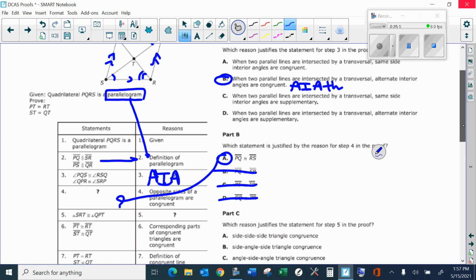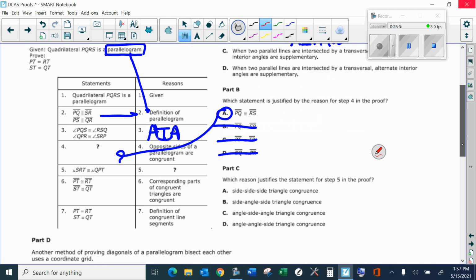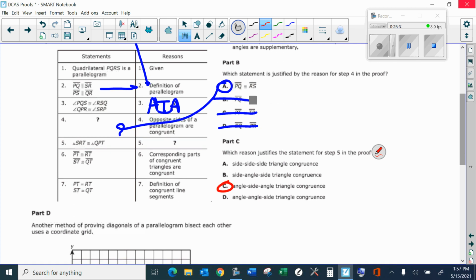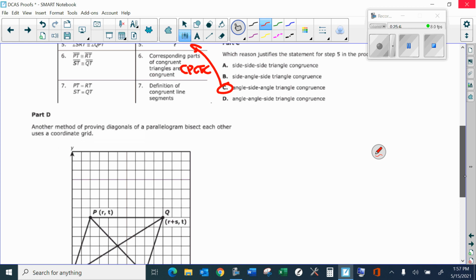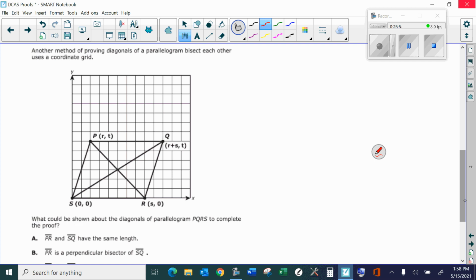For C, so PQ to RS. Let's put that on there. PQ to RS. Now we can see we have these two triangles are congruent by ASA, angle side angle. So that's what it's asking. Angle side angle goes right there, and then you're done. You notice here's your CPCTC written all out. And definition of congruent line segments, that could also be CPCTC. Part D, another method of proving diagonals of a parallelogram bisect each other using a coordinate grid.